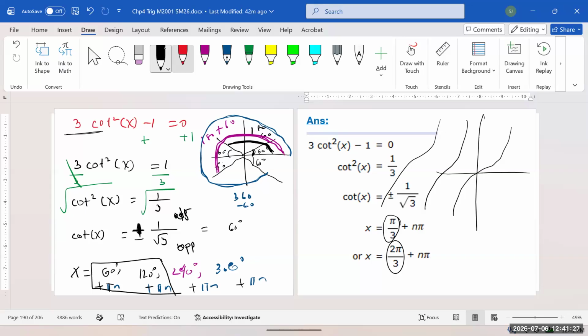If you want, you can keep writing the rest, but the main two angles are the first quadrant and the second quadrant. So if you give more, it's not a problem, but if you give less, then it's a problem. Okay, so in the final exam, usually they give a domain. So you're only going to look at from 0 to 2 pi or negative 2 pi to positive 2 pi. So either 1 cycle or 2 cycles. That's it.